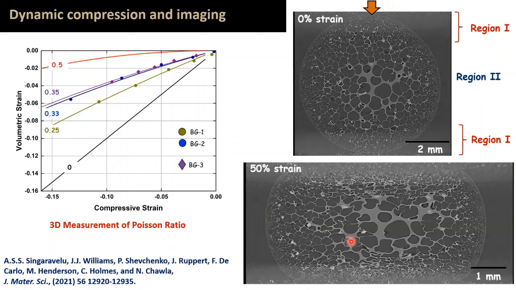So with the 3D data, we were able to actually take measurements of volumetric strain. And so you can start to get experimental measurements of the Poisson ratio of these materials. And depending upon the bead, it's somewhere between 0.3 to 0.35, and some other beads are closer to 0.25.